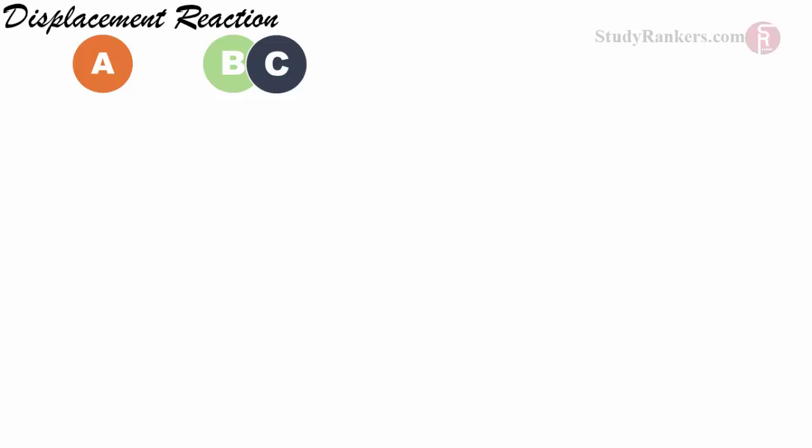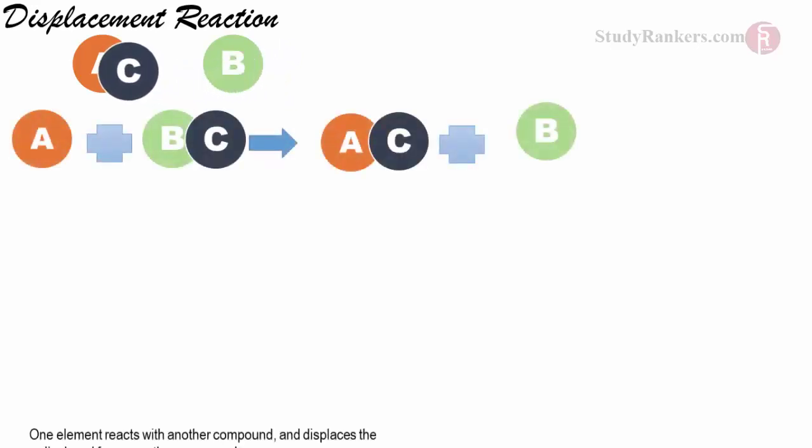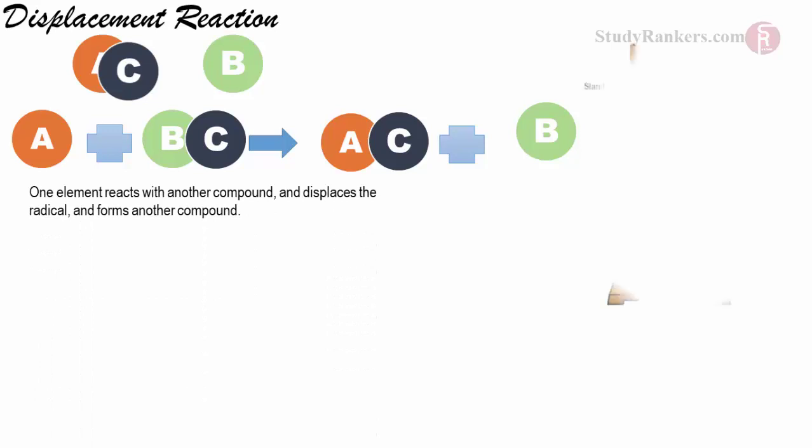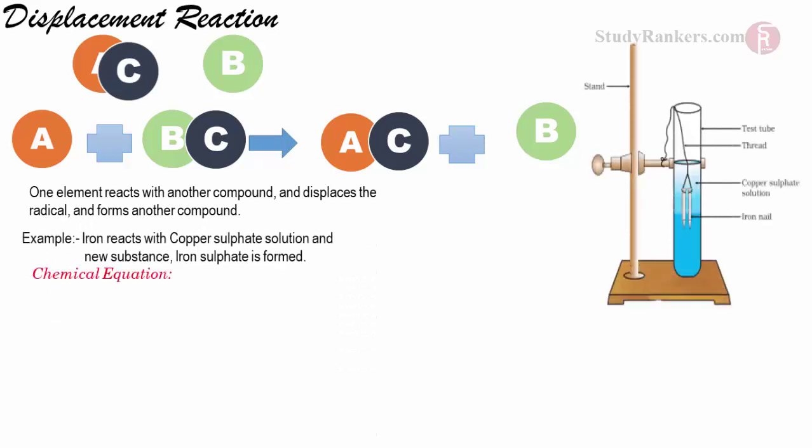In displacement reaction, as the name suggests, one element displaces another from its chemical compound. Iron reacts with copper sulfate solution. New substances, iron sulfate, is formed. Here is the chemical equation for the reaction.